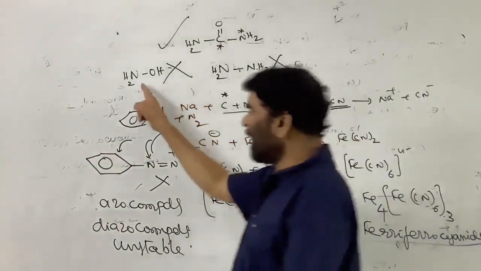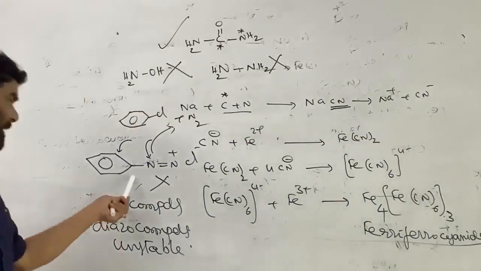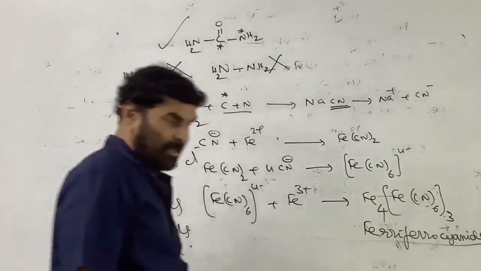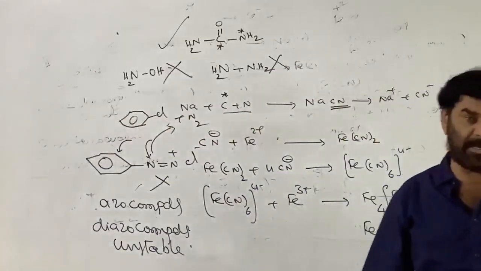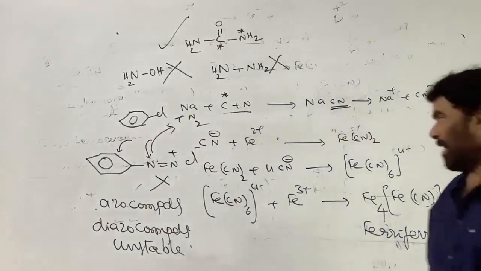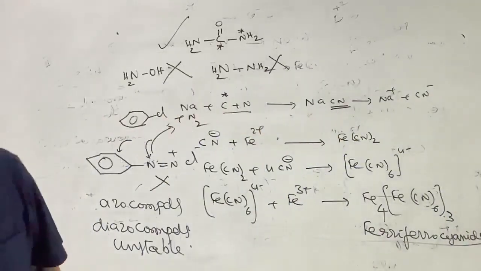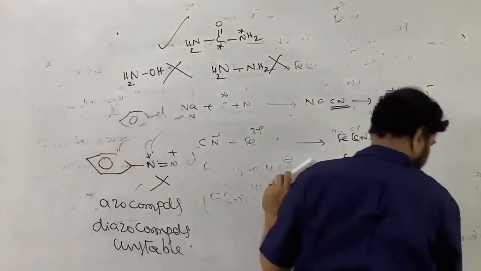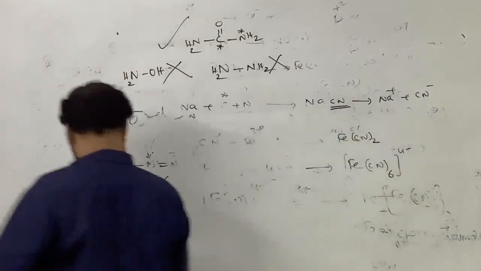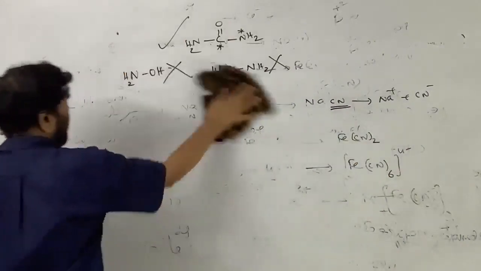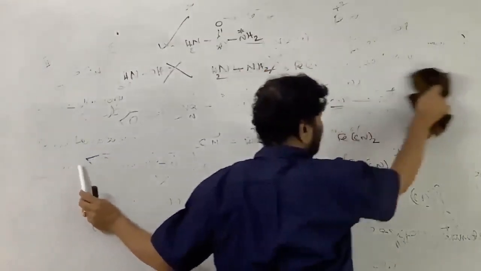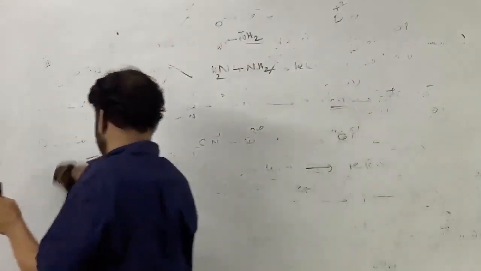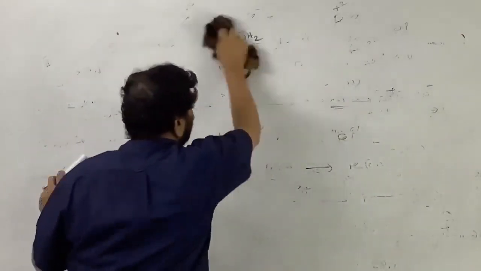So they should contain carbon. And second, organic compounds like azo compounds and diazonium salts do not give Lassaigne's test for nitrogen. See, next one is the test for nitrogen. Detection of the nitrogen.